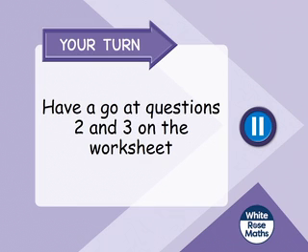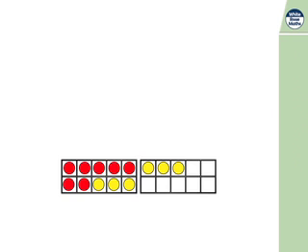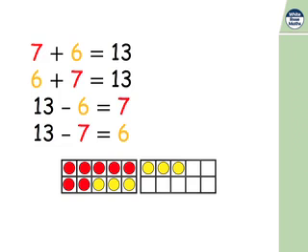Time for questions 2 and 3 on the worksheet. Good luck! My 10 frame now contains 7 red counters and 6 yellow counters. And here's part of my fact family to reflect this.